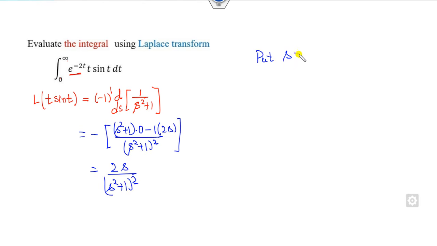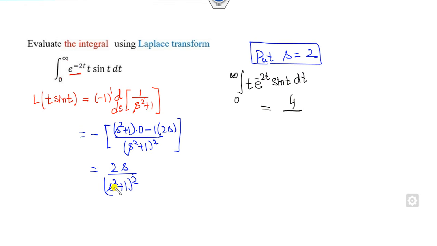Now you can substitute s as 2. So what is your right answer? The integral from 0 to infinity of t e raised to power minus 2t sine of t dt is 4 divided by 4 plus 1 whole square, that is 4 over 25, which is the answer of this problem.